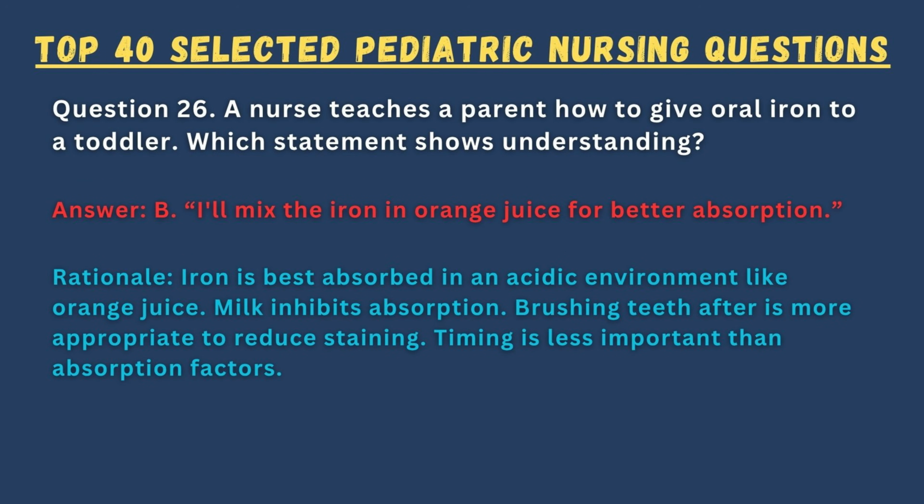Answer: B. I'll mix the iron in orange juice for better absorption. Rationale: iron is best absorbed in an acidic environment like orange juice. Milk inhibits absorption. Brushing teeth after is more appropriate to reduce staining. Timing is less important than absorption factors.